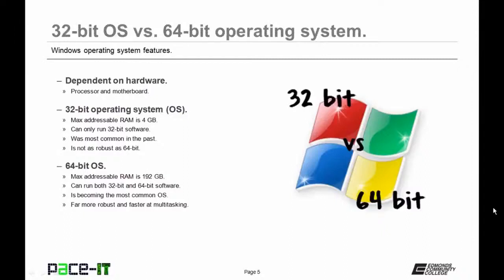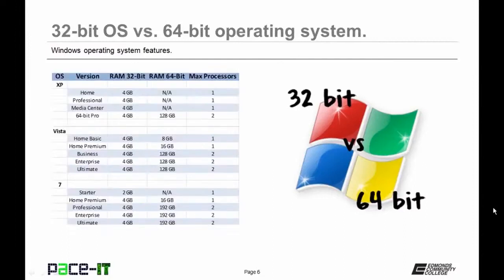64-bit operating systems allow you to address a maximum of 192 gigabytes of RAM. Man, that's a lot. You can run both 32-bit and 64-bit software. It is becoming more and more common as we move into the future, and it's far more robust and much faster at multitasking than a 32-bit operating system.